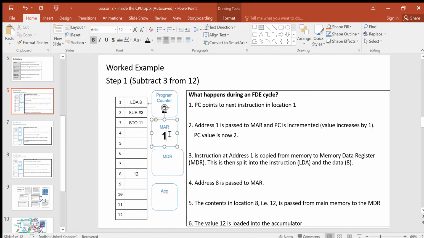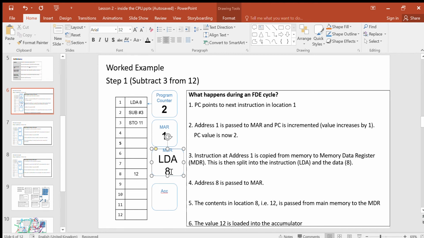So coming back to the MAR, we know we need to go to address number 1. Now the contents from that address location need to be copied into the MDR, so we put LDA 8. We then need to split it into the instruction, which is LDA, which stands for load. It's a low-level language instruction for load, and the data is 8. So anything like load or save comes before an address.